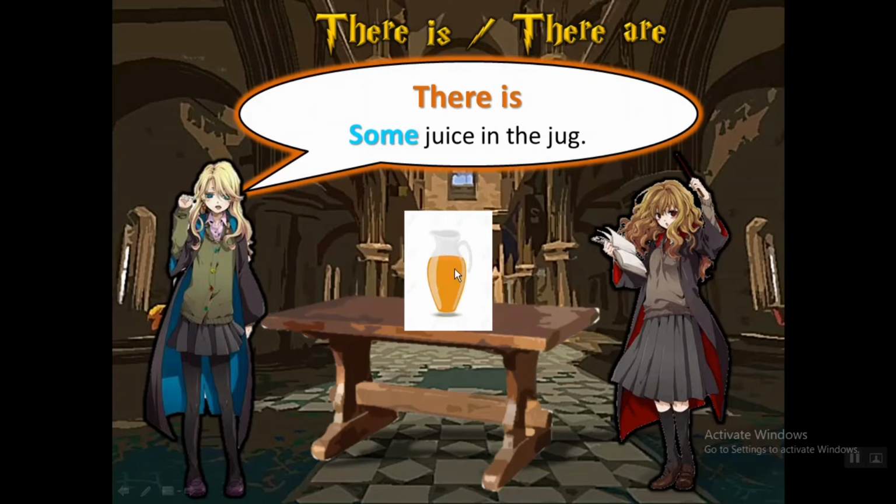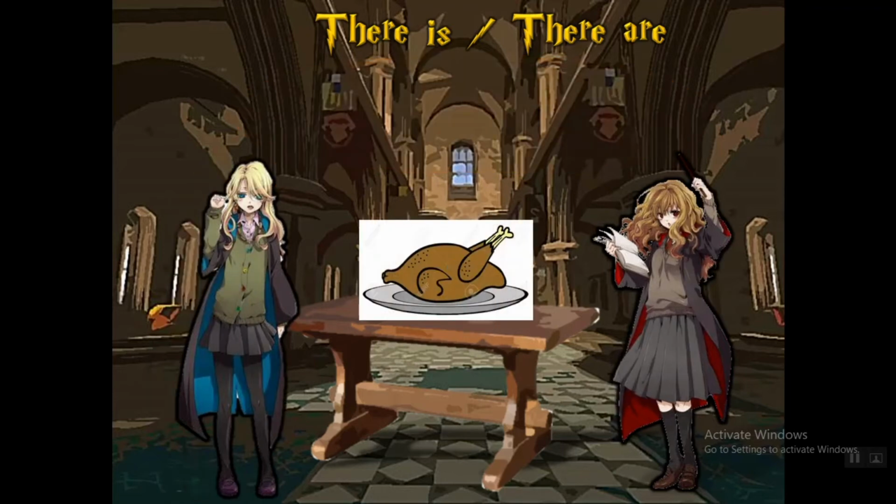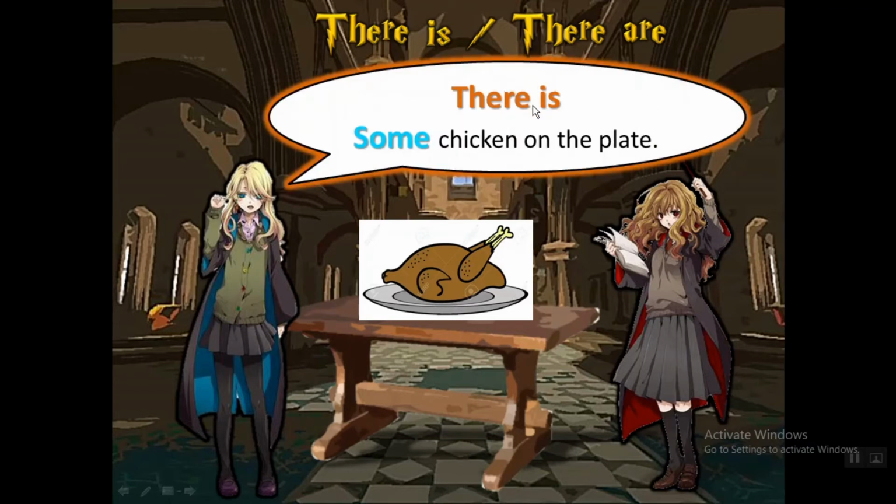We cannot count it. Another example. Here, what can you see on the plate here? This is the plate. And here is what? Excellent. Chicken. Okay, do you remember chicken? Countable or uncountable? We say 2, 3, 5 chickens, or we just say chicken? Excellent. It's uncountable. So we use there is or there are. Wait, we use there is. So here we say there is some chicken on the plate.